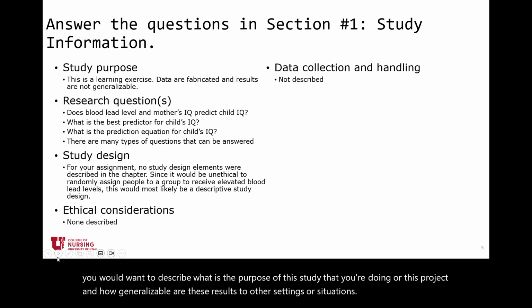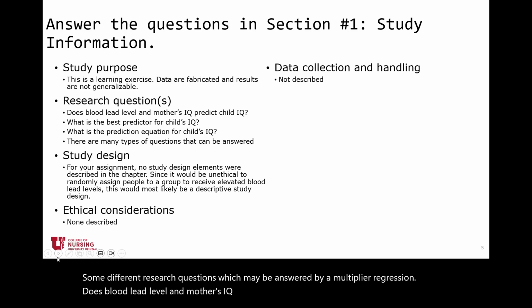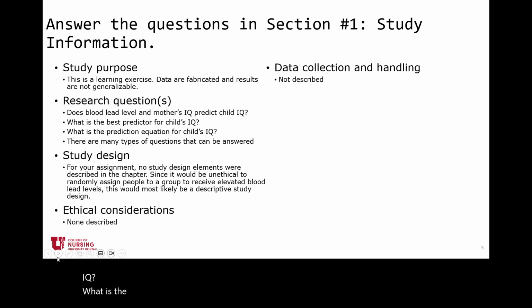Some different research questions which may be answered by a multiple regression: Does blood lead level and mother's IQ predict child IQ? What is the best predictor for child IQ? What is the prediction equation for child IQ? There are a number of different types of questions that you can answer using a regression.